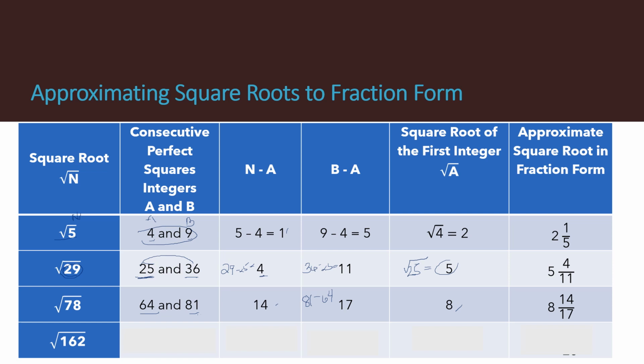Next, how about the square root of 162? It is between 144 and 169. So subtracting 162 minus 144, the result is 18. And then 169 minus 144 is 25. And the square root of 144 is 12. So we can now write it as a fraction. So we have 12 and 18 over 25.